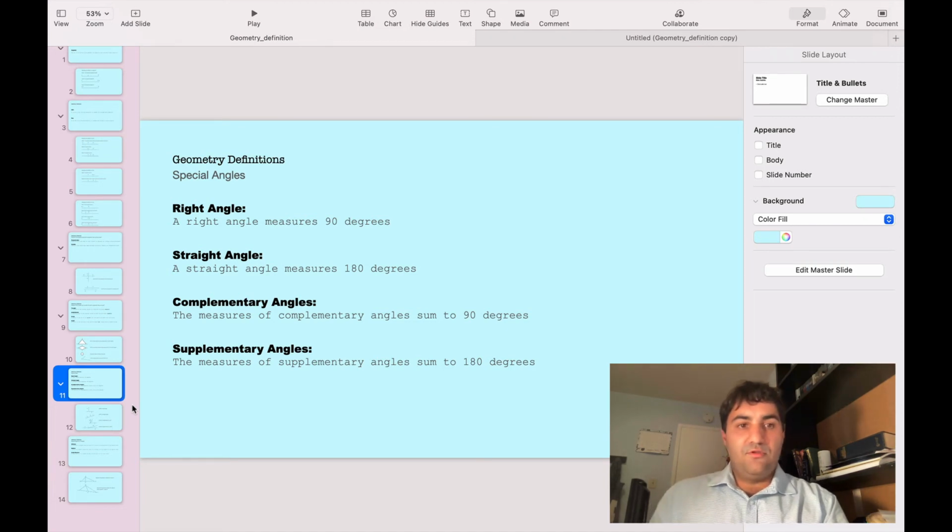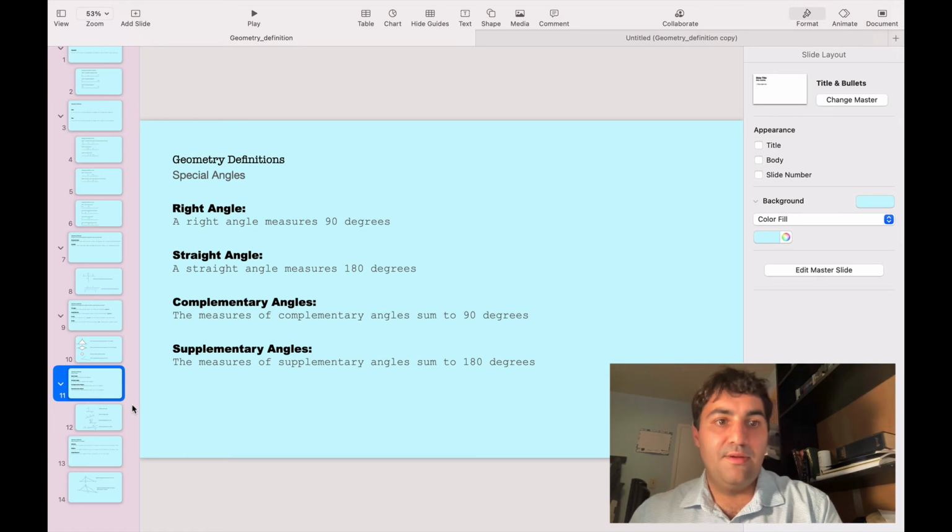Let's look at some more definitions. We talked a little bit about angles before, so let's be a little bit more specific. A right angle is an angle that measures 90 degrees. A straight angle is an angle that measures 180 degrees.